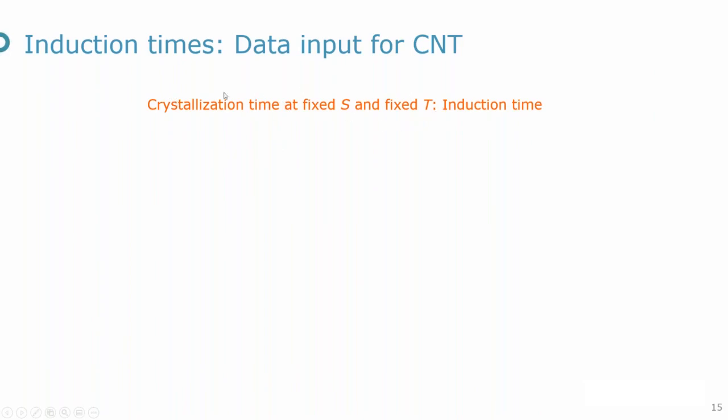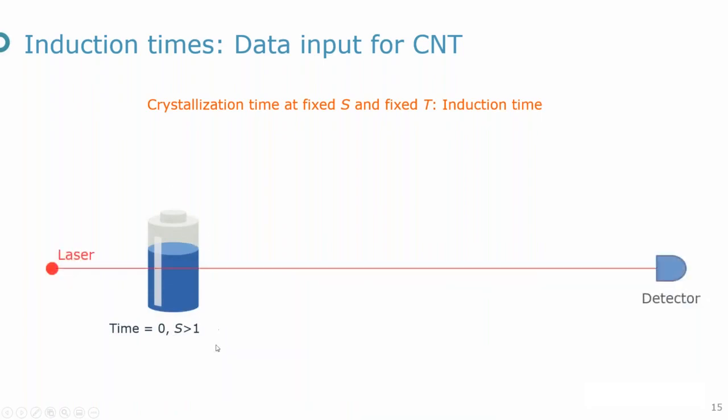use induction times. Induction time means that you have crystallization at a fixed supersaturation and a fixed temperature. If you apply these conditions, the time depends on when you have crystallization, and that's called induction time. So you have a clear solution, for instance in an HPLC vial. You make it slightly supersaturated by cooling. You have a laser and a detector, and you will see that the transmittance is about 100% because the light just goes through.